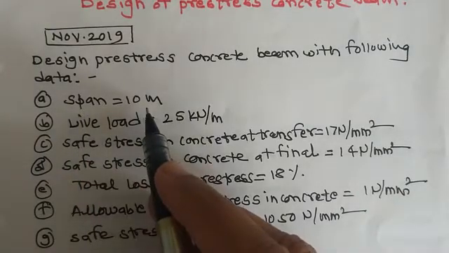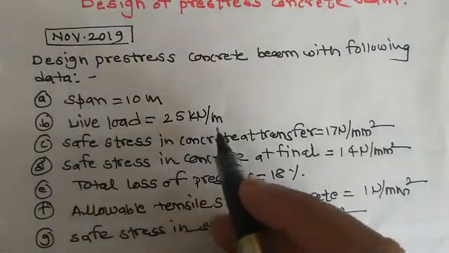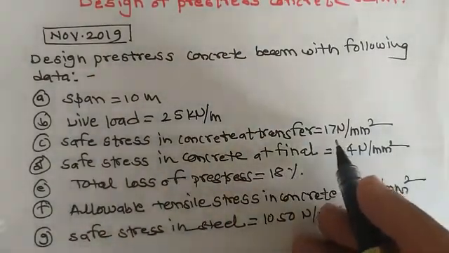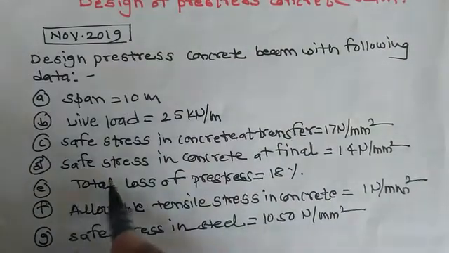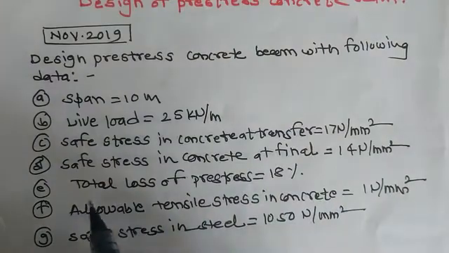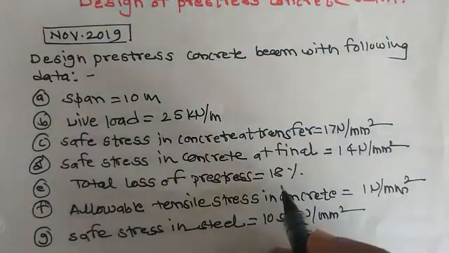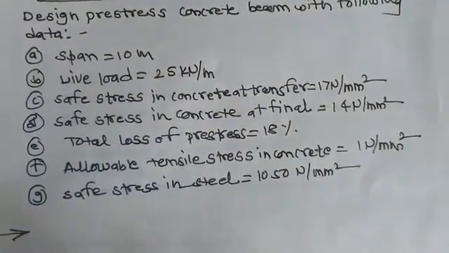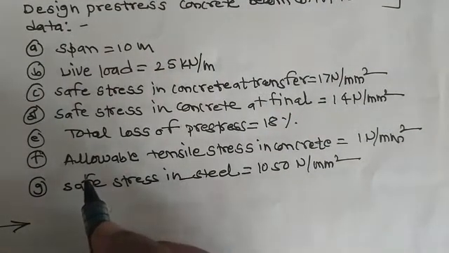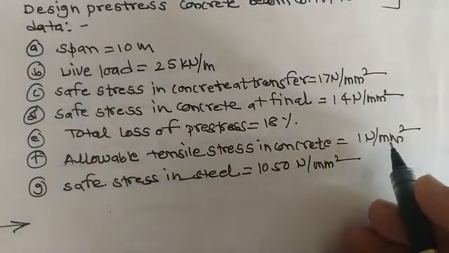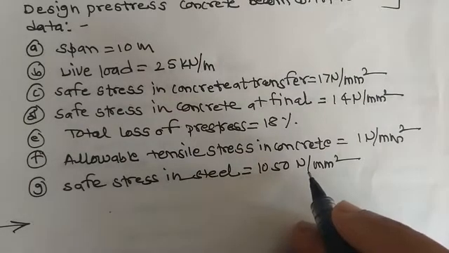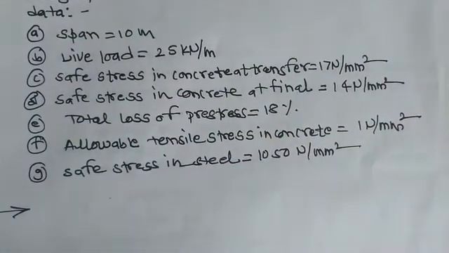Span of beam is 10 meter. Live load is 25 kN per meter. Safe stress in concrete at transfer is equal to 17 Newton per mm square. Safe stress in concrete at final is equal to 14 Newton per mm square. Total loss of pre-stress is equal to 18%. Allowable tensile stress in concrete is 1 Newton per mm square. Safe stress in steel is equal to 1050 Newton per mm square. And you have to design the beam.